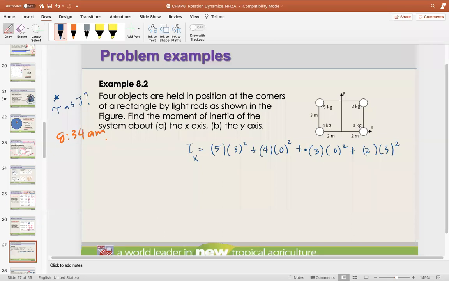Saharul? Three. Okay, third. What's the unit for I, Reza? Kg meter square. Yep, thank you.